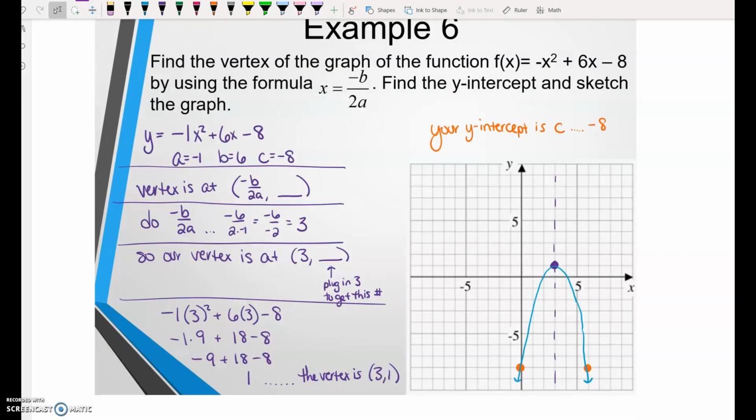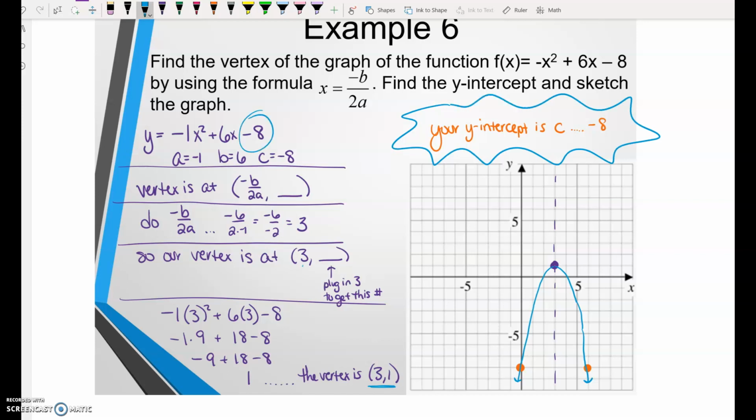So I did the opposite of b over 2a and I got 3. That means the vertex is at 3 comma something. You plug in 3 to figure out what that something is. So I plugged in 3 and I got 1. That means the vertex is at 3, 1. There's a symmetry line going through that. And then your y-intercept is always your c value. So this negative 8 is our y-intercept. We reflect that over, and then we can draw in our parabola.